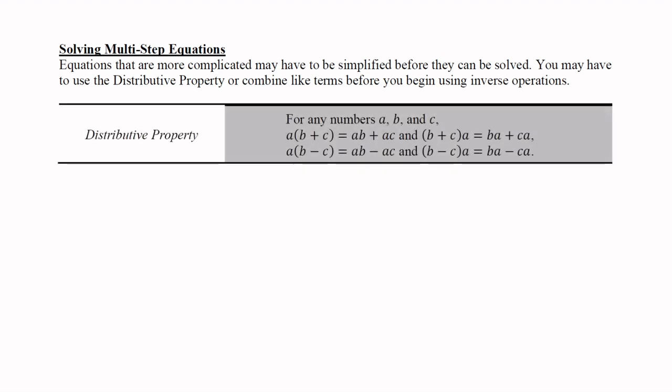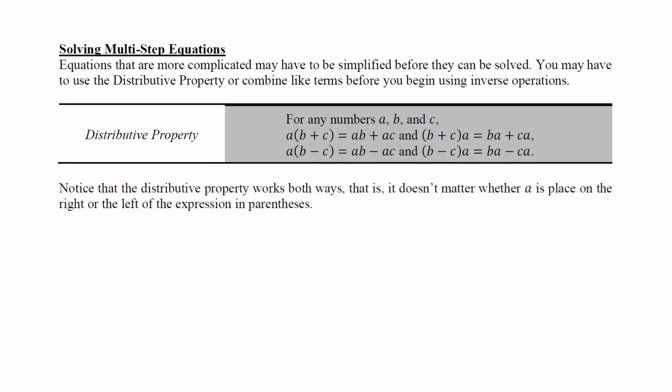The distributive property states that for any numbers a, b, and c, a times the quantity b plus c is equal to ab plus ac. In other words, you take your a and multiply it by the b. You also take that a and you multiply it by the c. And you can also reverse it. You can have a be on the other side of the parentheses. It still works either way. It also works for subtraction as well.